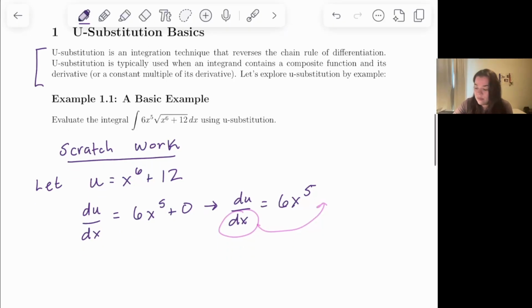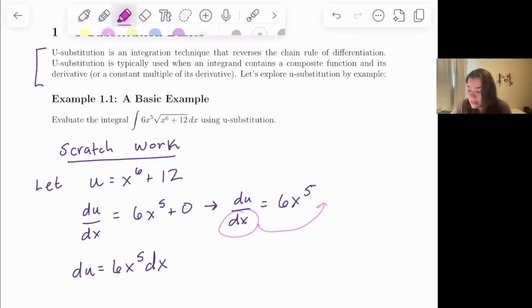But to start, we pick the appropriate u, we then calculate its derivative, and now I'm going to manipulate the form of its derivative. So multiplying that dx to the other side, I get du equals 6x to the fifth dx. Now, in your scratchwork, a lot of your teachers are going to skip that intermediary step, and they're just going to identify u and identify du.